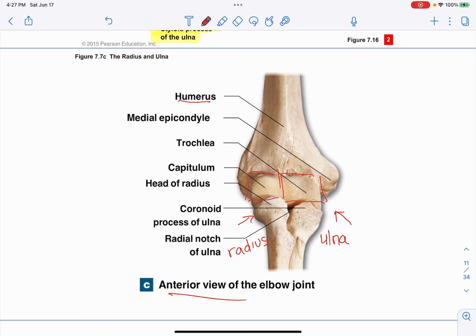I would take this time in lab to work with this joint. Using the full skeleton will help you see this joint. I don't think the individual bones will help as much, but if you look at a full skeleton and use the individual bones, you will be able to see how this joint clearly forms.